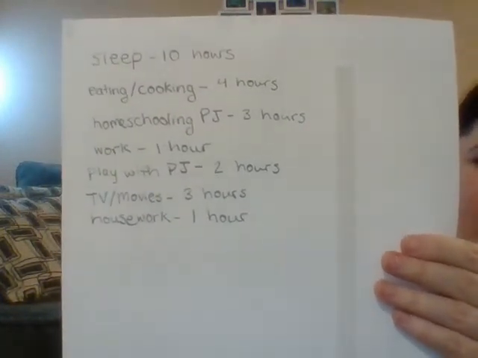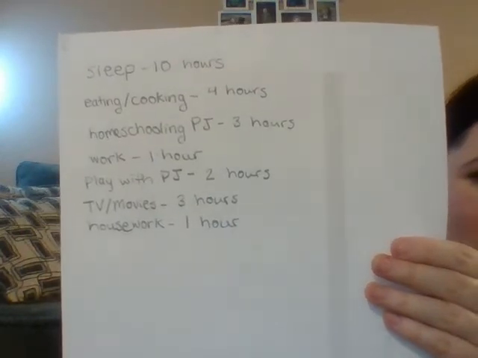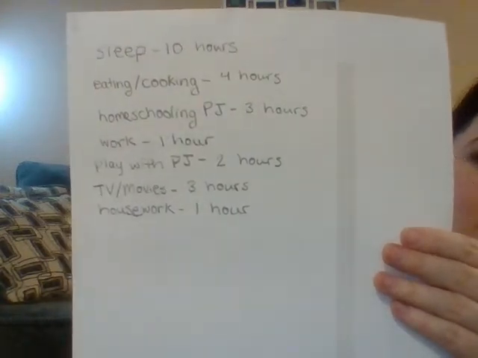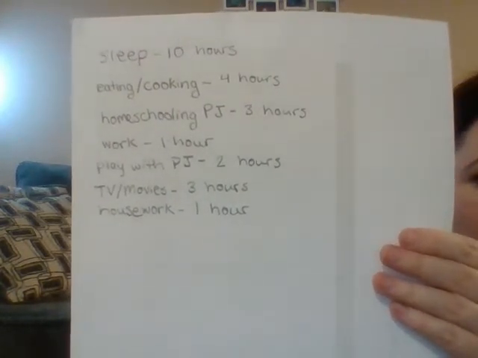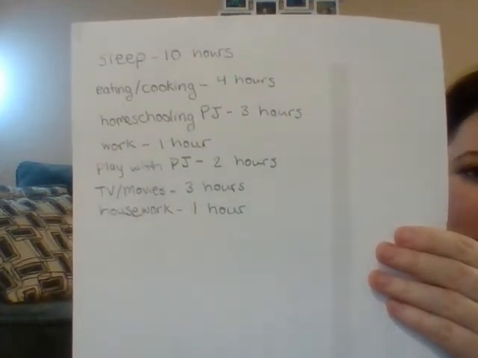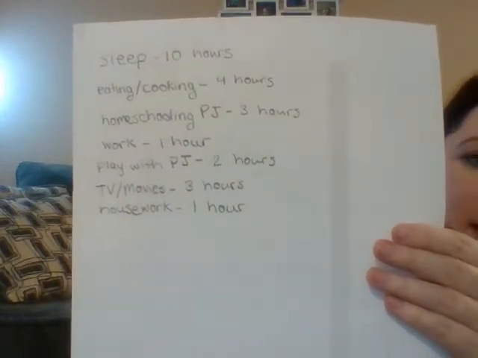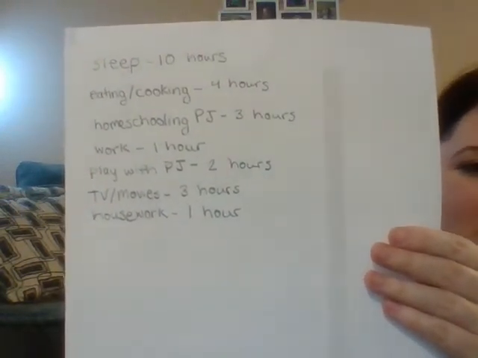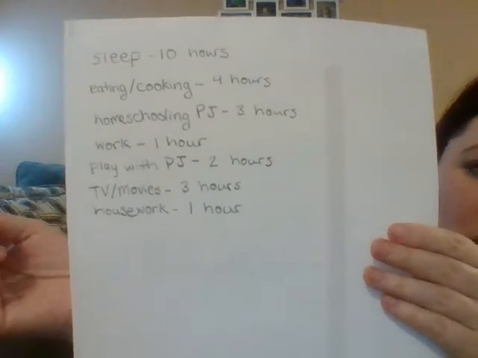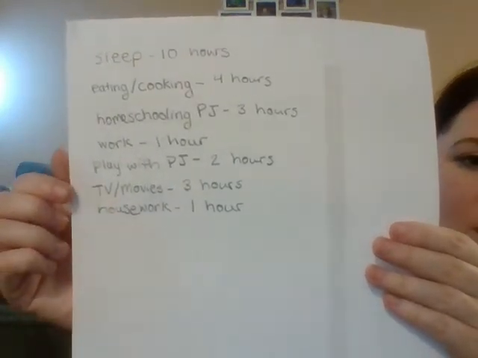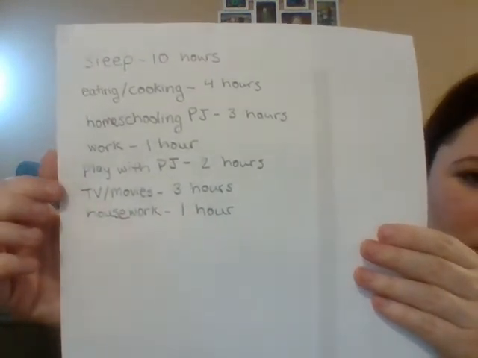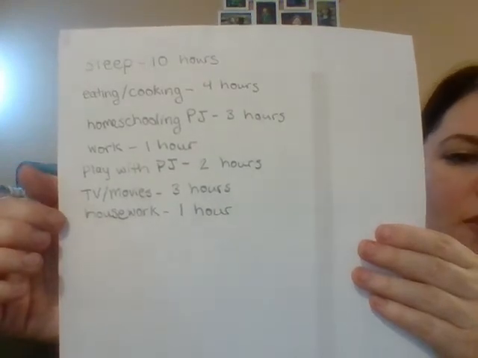And then eating/cooking was 4 hours. That was our 3 meals, and when I made cookies with PJ. And then also since I have a kindergartner, we're doing some homeschooling. So I put 3 hours there. And then on this particular day, I only did 1 hour of work. And then just regular play with PJ, not counting the time we were cooking together or homeschooling or watching TV. That was 2 hours. And then we had an hour of TV, and then we had the 2-hour movie night, so that accumulated to 3 hours, and then about an hour of housework.